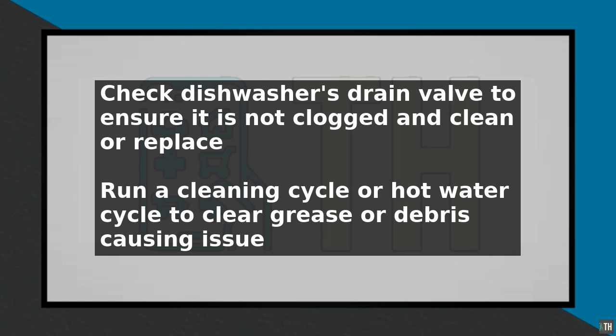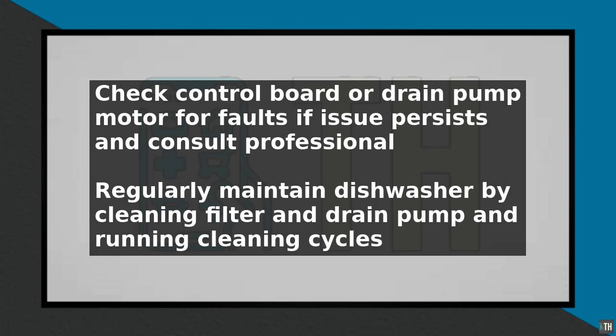It is also important to regularly maintain your dishwasher to prevent drainage problems. This includes cleaning the filter and drain pump regularly, running cleaning cycles, and checking the drain hose for any blockages. By following these steps, you should be able to troubleshoot and fix the Frigidaire Dishwasher error code ICO. Remember to always refer to your user manual for specific instructions and guidelines for your particular model.